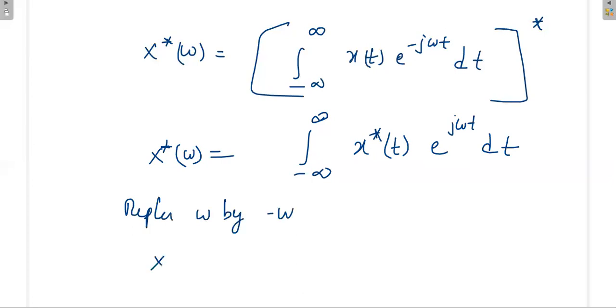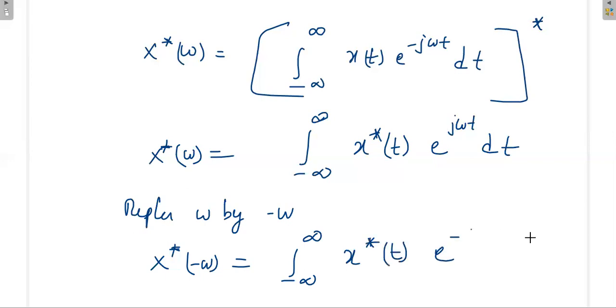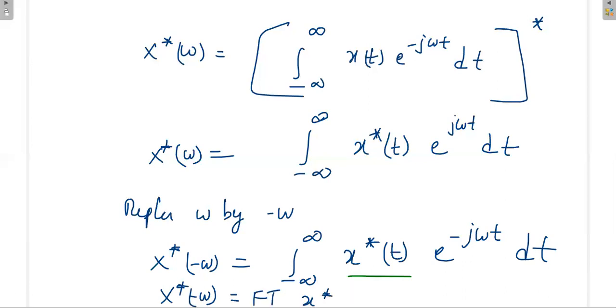So X star of minus omega equals the integral from minus infinity to plus infinity of x star of t e power minus j omega t dt. If you concentrate on the right hand side, integration of some signal times e power minus j omega t dt is the basic formula of the Fourier transform. So you are taking the Fourier transform of x star of t, and you will get X star of minus omega. Finally, X star of minus omega is equal to the Fourier transform of x star of t.